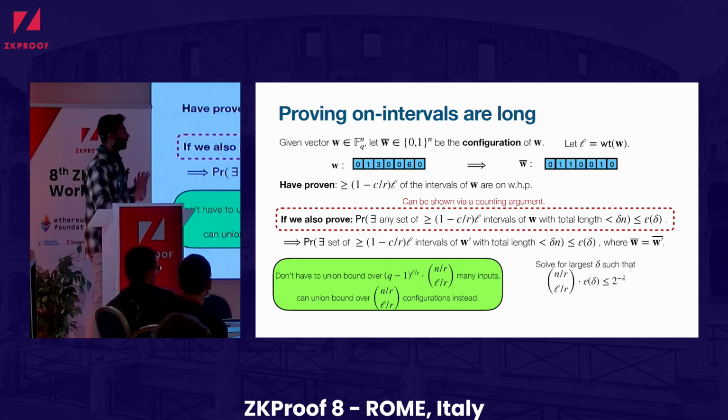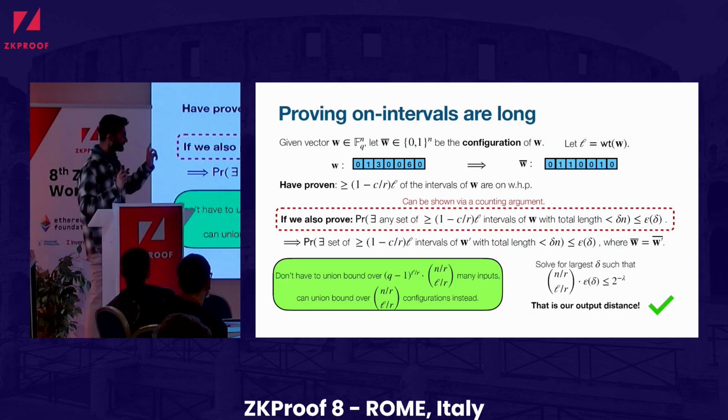And finally, in order to obtain your final distance, you apply union bound again. You just solve for the largest delta such that that particular expression is true. And that you can do with a simple binary search. That is your final output distance.